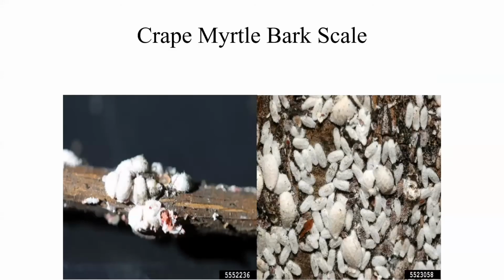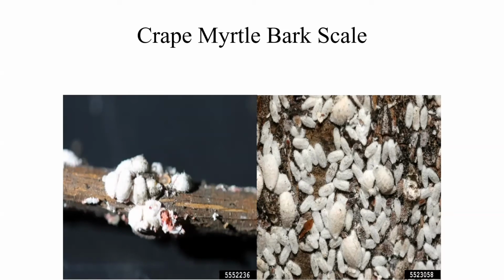When you flip the covers over, you've got a reddish to salmon colored insect underneath this very white waxy substance. We typically call scales armored scales or soft scales.